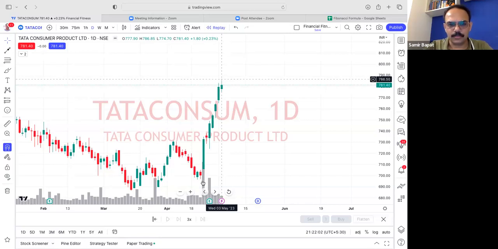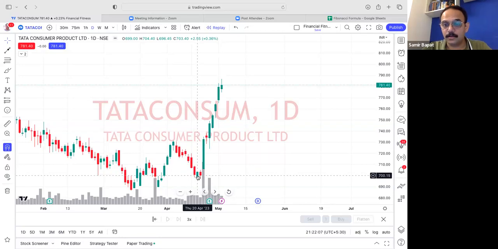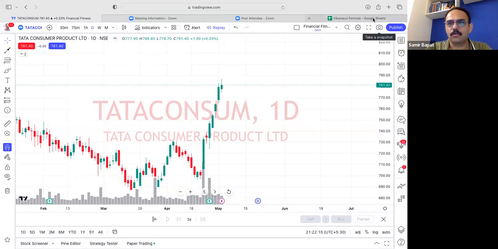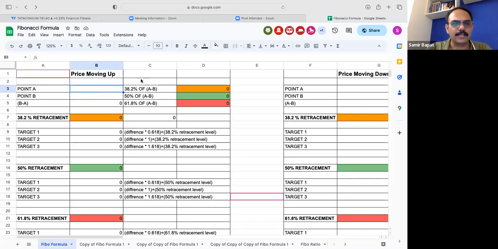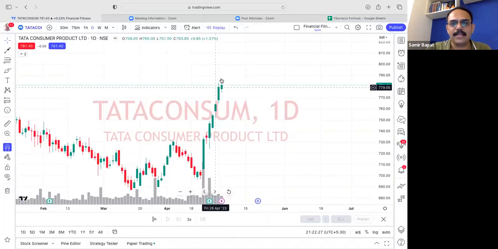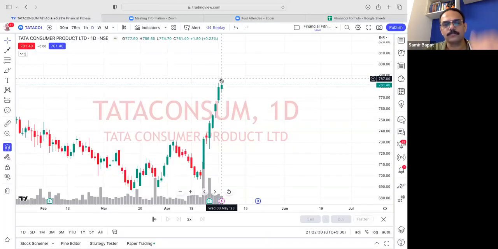Yes, you are able to see that trend. Okay, so take the lowest point in this. The lowest point is 696. Go to the Fibonacci setup here. On price moving up, we will put 696. Then we take the highest point which it has gone.